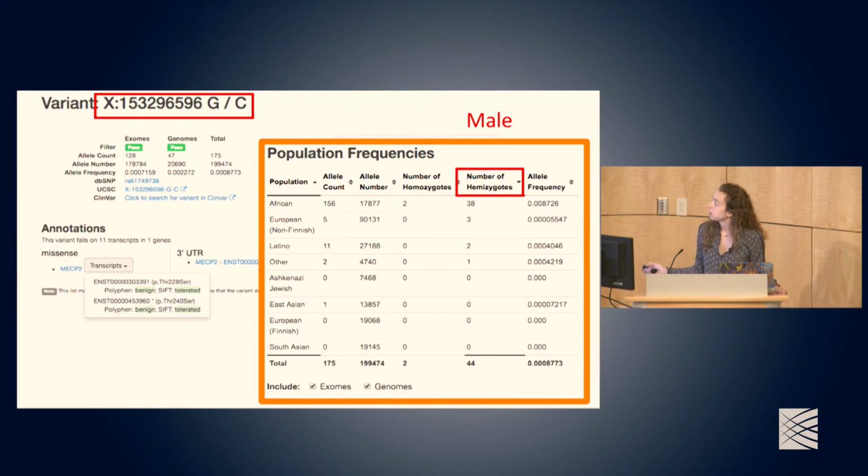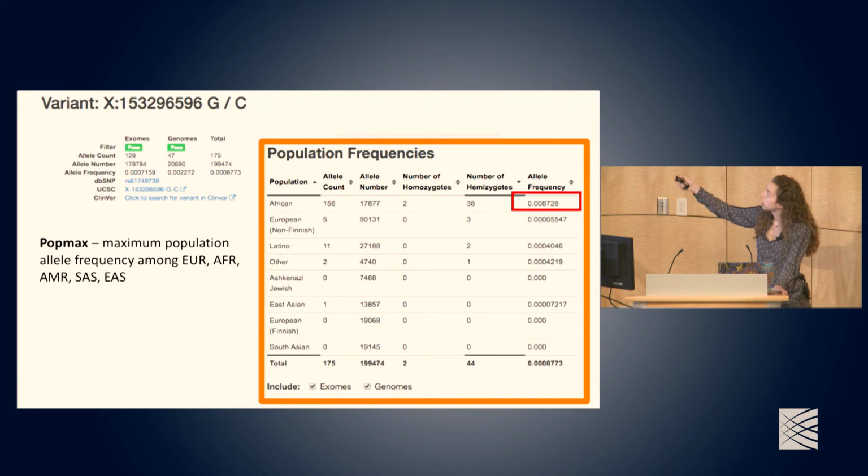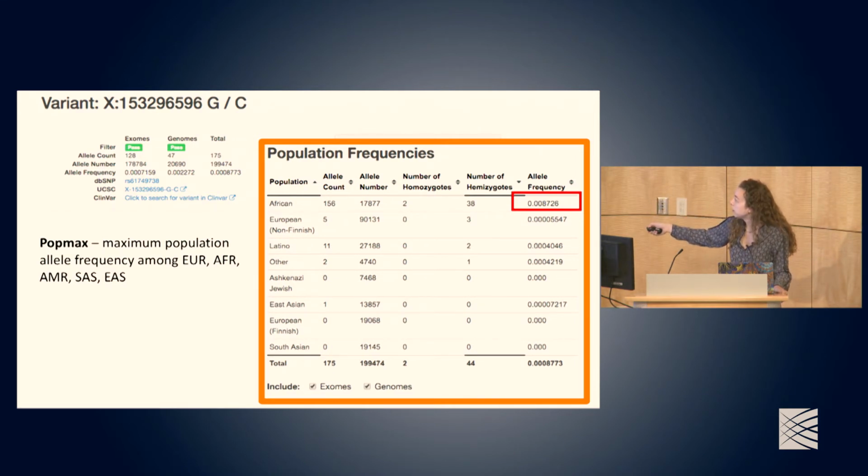So the next thing I wanted to talk about is the idea of PopMax. You have your allele frequency for each ancestry group that we have included in the data set. You can see the global down here. It's highest in the Africans here at 0.8%. It's much lower at some of the other ancestries, including not being seen in the South Asians at all. So it's just interesting. You can see the difference for carrier frequencies across different populations.